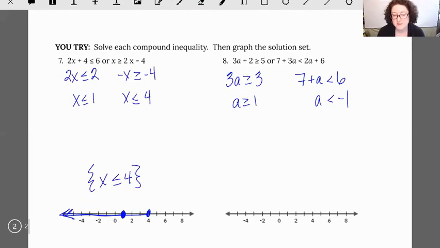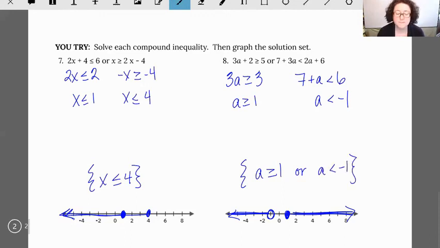So a is greater than or equal to 1: filled-in circle, everything above. a is less than negative 1 does not include the negative 1, everything lower. We finally have one of these where we don't have any overlap. So for our solution set, we just have to mention both things. We're going to say that a is greater than or equal to 1, or a is less than negative 1. As always, let me know if you have any questions. Pop back into Zoom if you have, especially if you run into any difficulties on our practice for today.